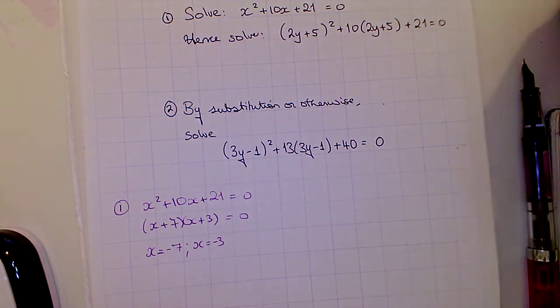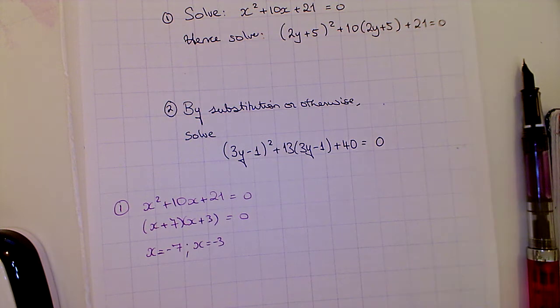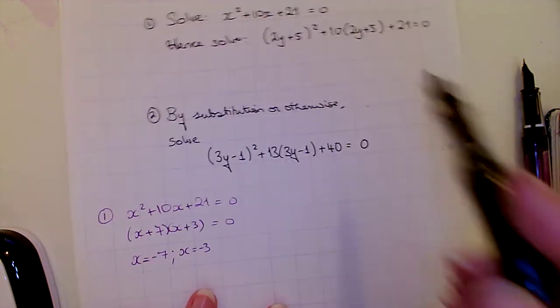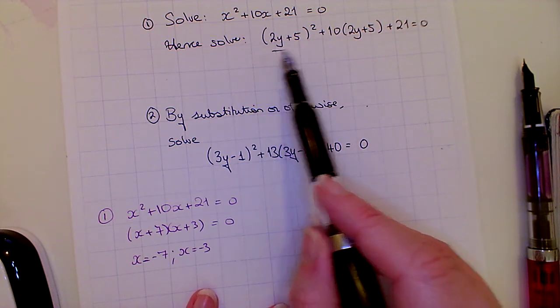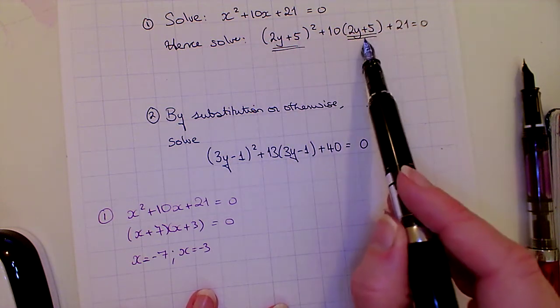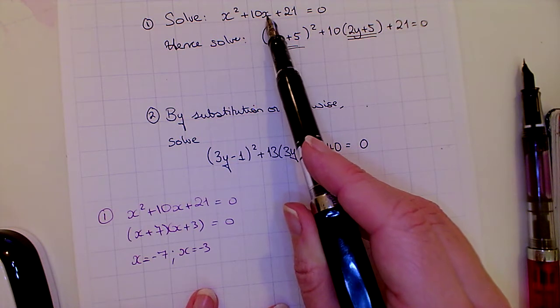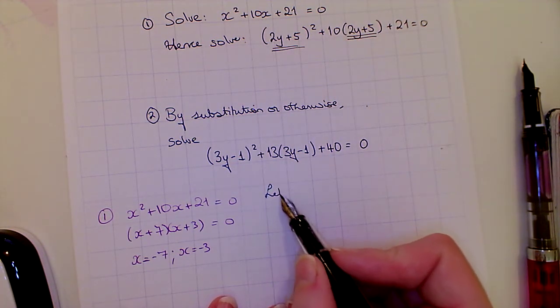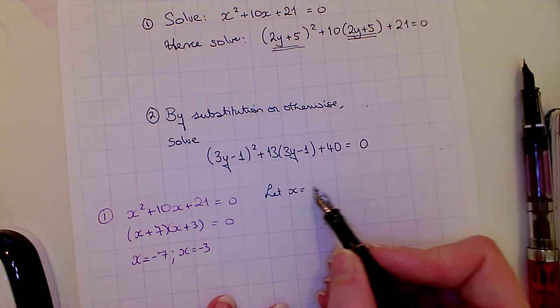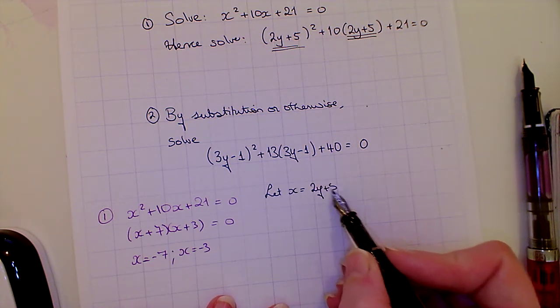Now, the second piece of information is this messy looking equation in y, but we can see that it's following the same pattern, so that everywhere we had x here, we now have 2y plus 5 here. So we can say that x is equal to 2y plus 5, because it is.